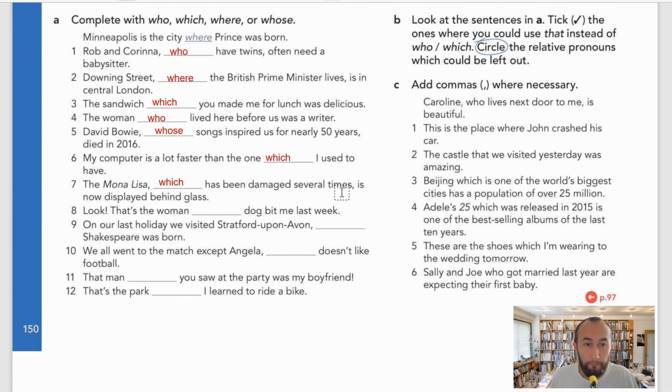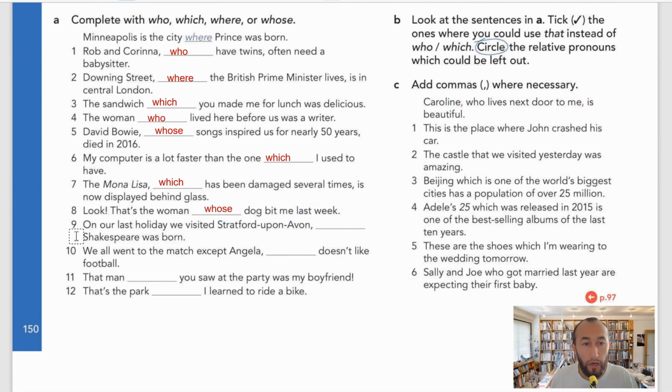Okay. Number 8. Look, that's the woman. Dog bit me last week. So I'm talking about the woman and then the dog. So that would be her dog. So if I'm going to connect her dog as a relative clause, then I need to use the connector whose. Okay, so that's the woman whose dog bit me last week.